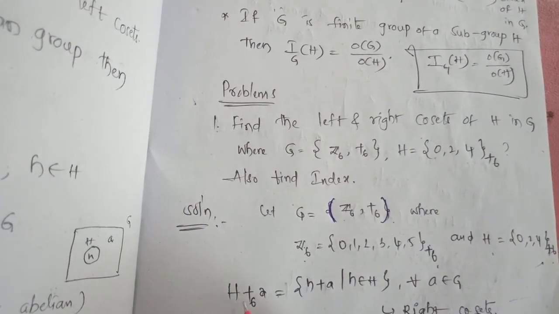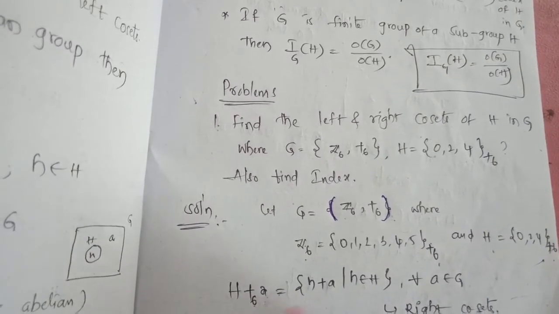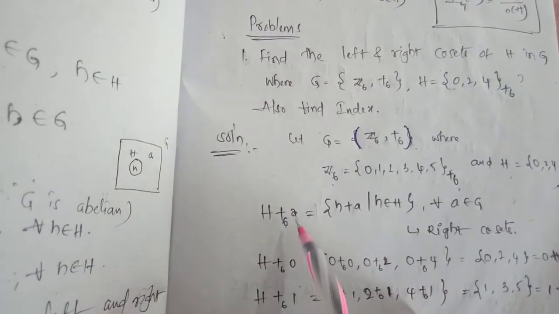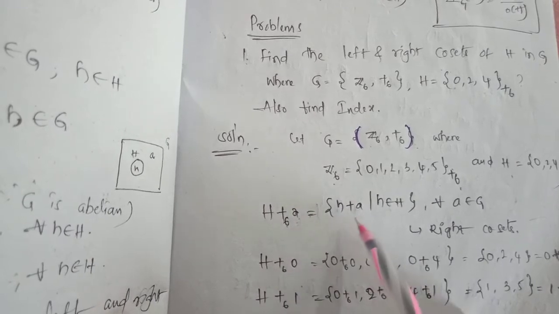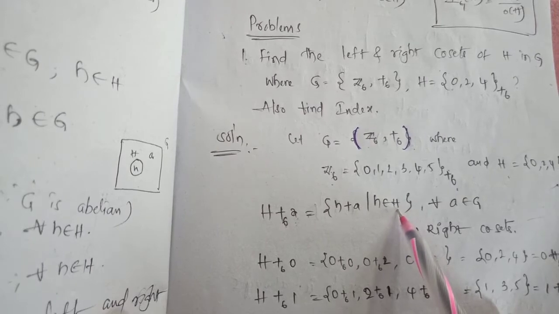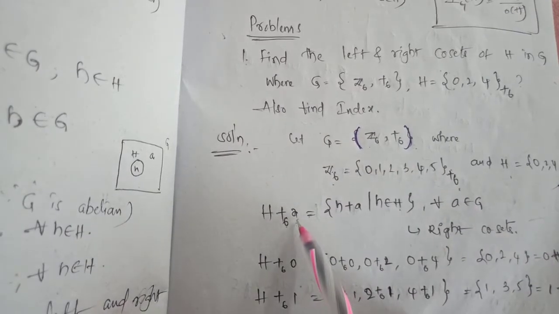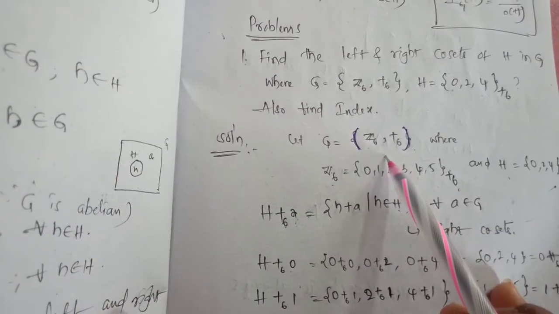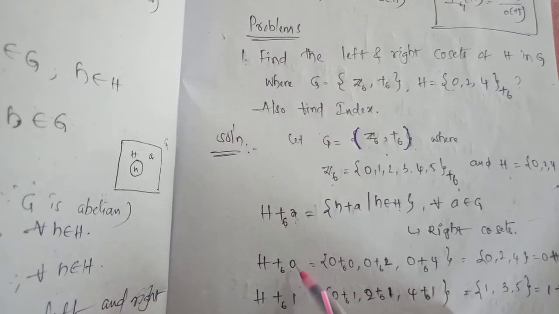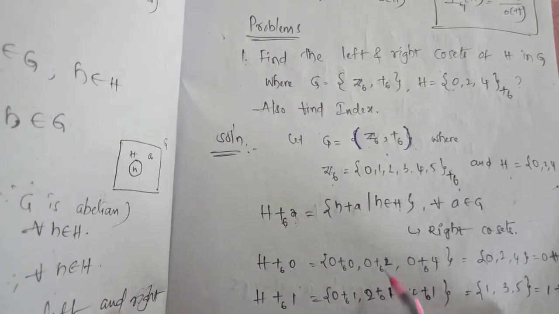Under addition modulo 6, when a is on the right side, this is called the right coset. The right coset is defined as H + a = {h + a such that h is an element in subgroup H}, for every a in G. This is the right coset. Suppose I change the values of a in G, where G is equal to 0, 1, 2, 3, 4, 5. I keep the values of a as 0, 1, 2, 3 like that. Now I am getting the cosets.